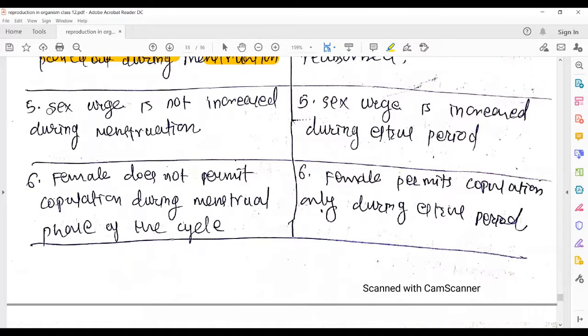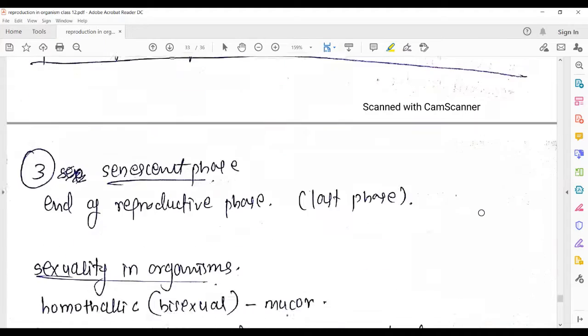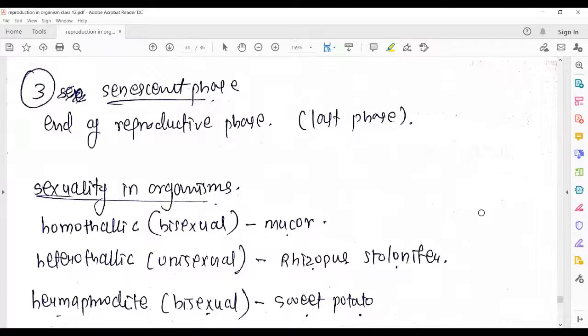The sex urge is not increased during menstruation, but it is increased during the estrus period. The female does not permit copulation during the menstrual phase of the cycle, because with no endometrium, no implantation is possible during this period. But the female permits copulation during the estrus period. So we have completed the menstrual cycle as well as the estrus cycle in detail. Very, very important part. Questions arise from these regions also.